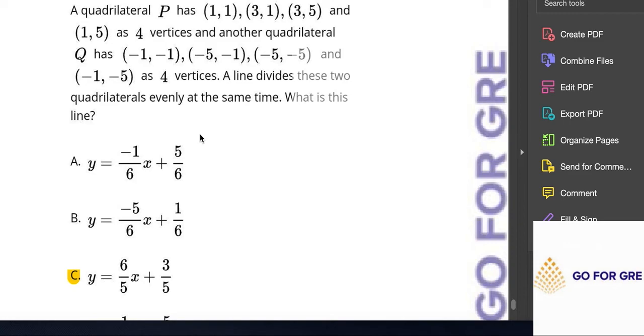From my side, the hint is just draw both quadrilaterals, and then apply the 45-degree angle logic that I told you in the previous lecture, so you will get it easily.